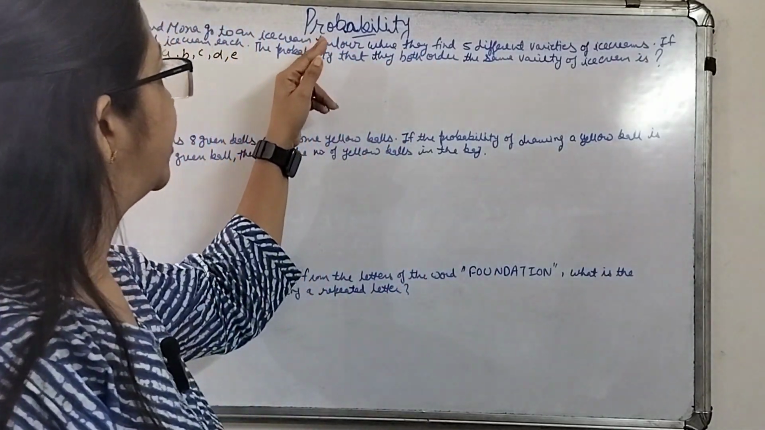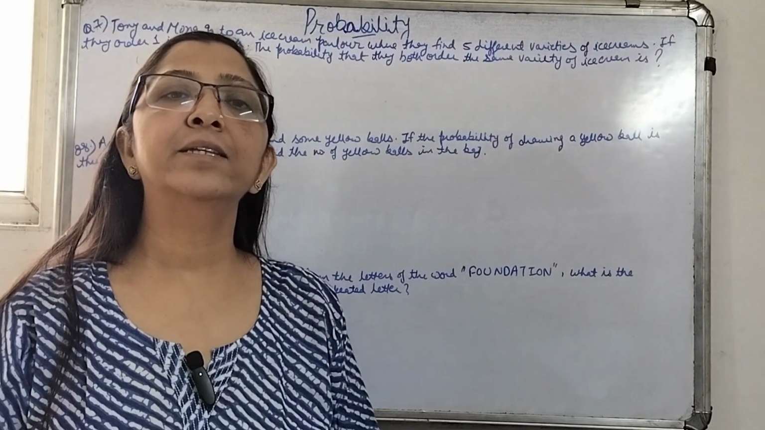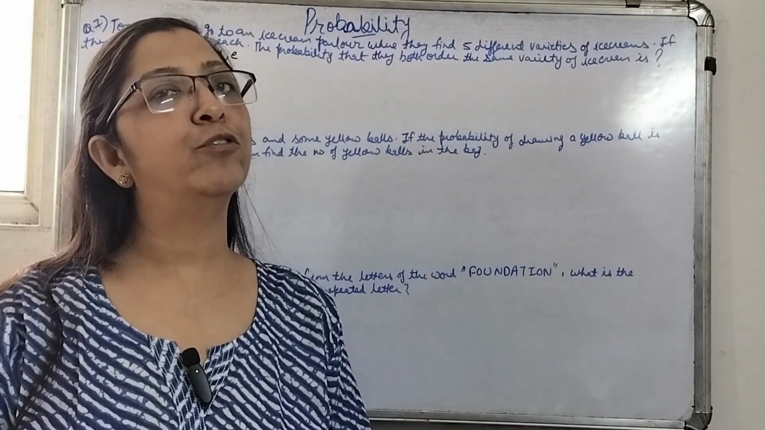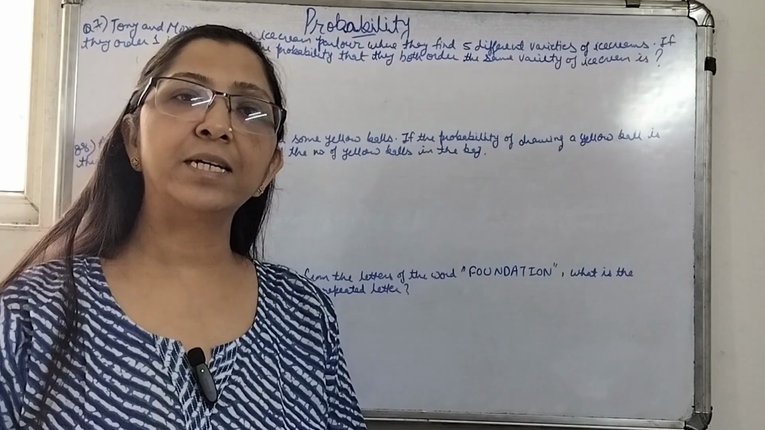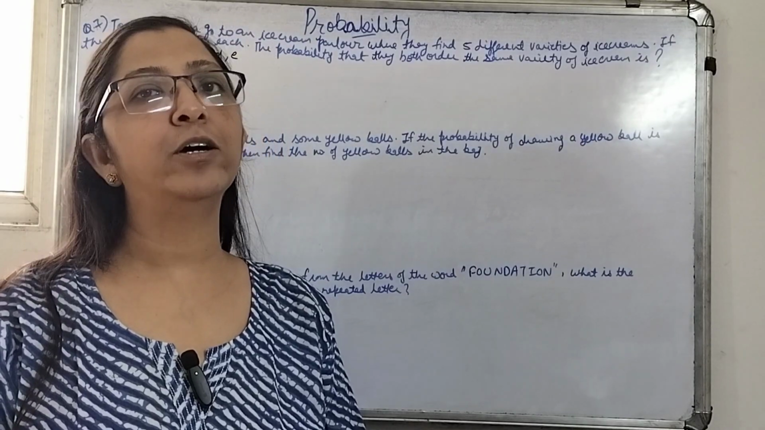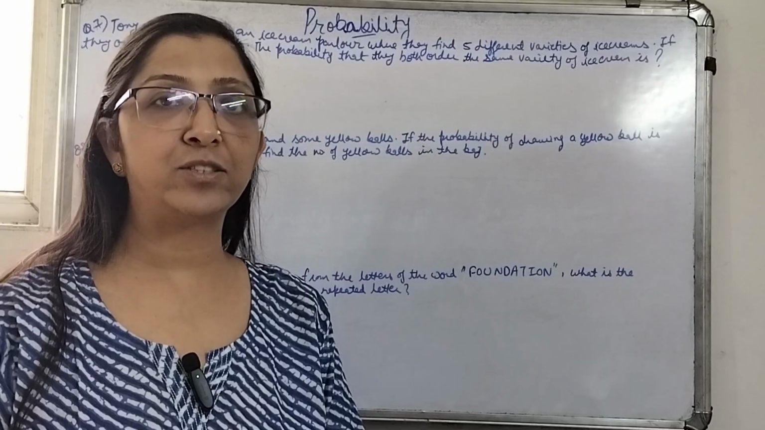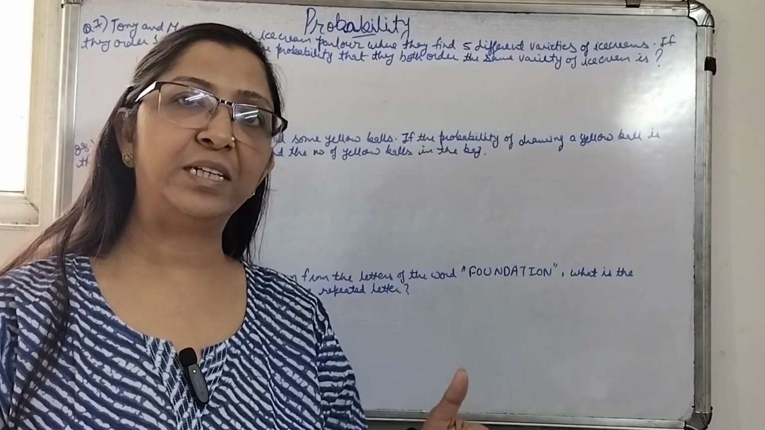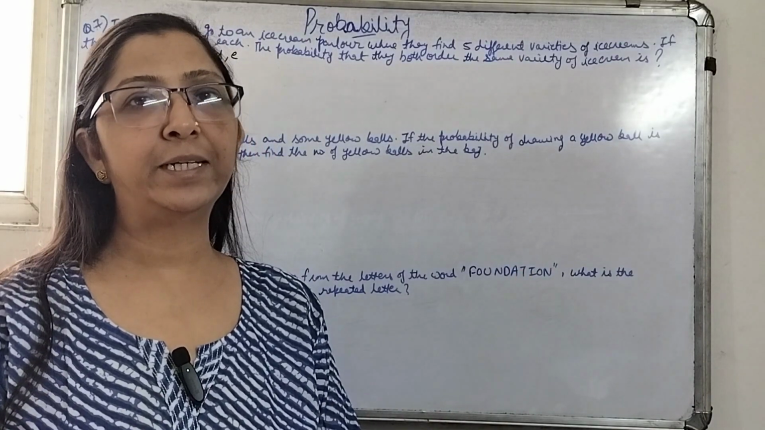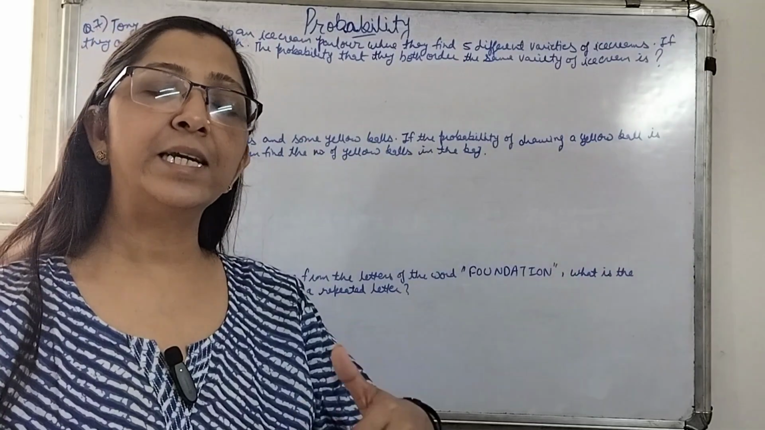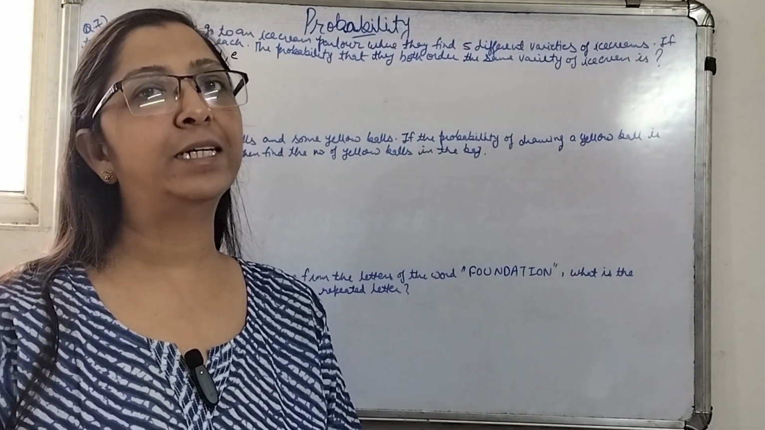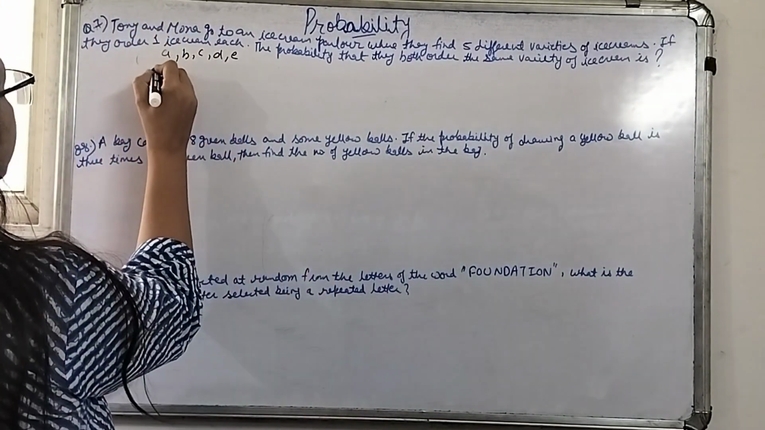Now in our previous video on probability, we learned that by the fundamental principle of multiplication, if there is an event which can be done in m ways and there is another event which can be done in n ways in succession, that means one of the events is done, after that the second event will be done by any of the n ways, then in succession the events could be done in m into n ways.